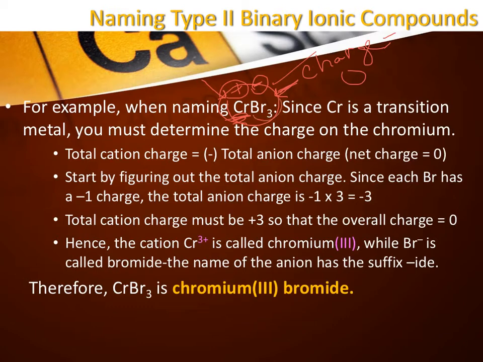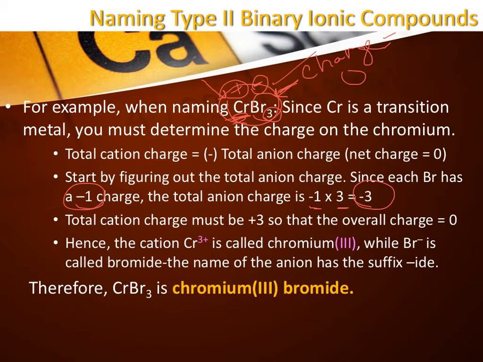Bromine has a charge of what when it becomes an anion? You may need to look back a few slides where I asked you to memorize the charges of the main group elements, the groups that end in A. And if you look at bromine, it's in the halogen group, 7A, and all of those elements, when they become ions, have a charge of -1. There are 3 bromines, so the overall negative charge in this compound is -1 times 3, or -3.